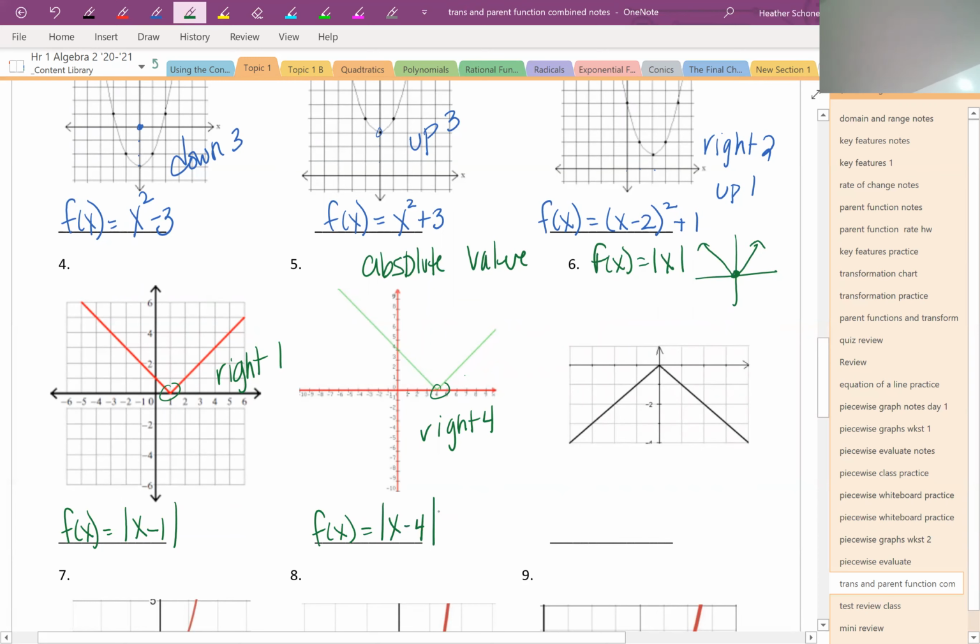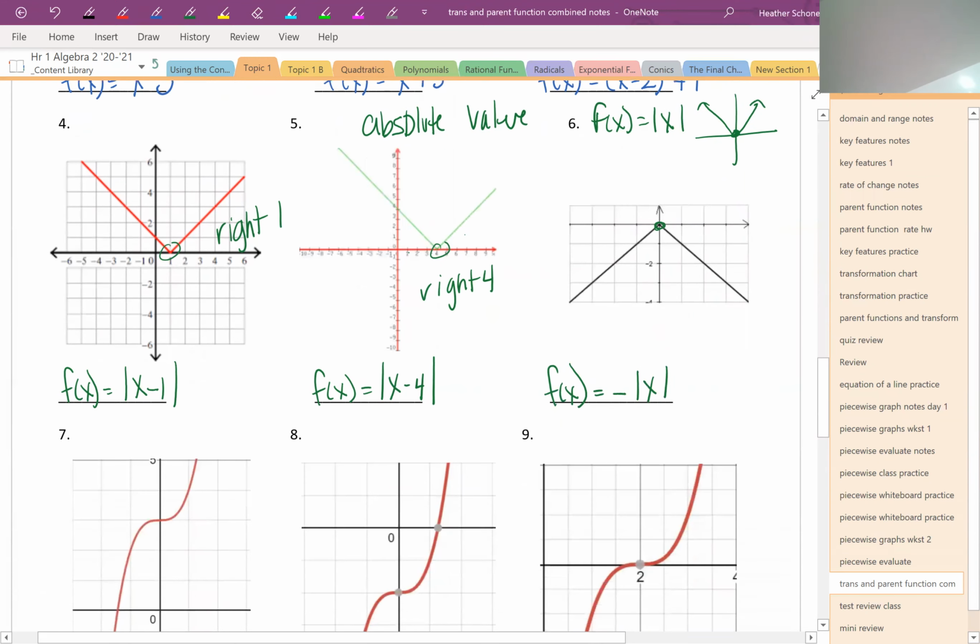All right, well, on number 6, the origin, the center point, is right there at the same spot. That didn't change. It just got graphed upside down. And when it gets graphed upside down, we call that a reflection. So it's going to be the negative absolute value of x.